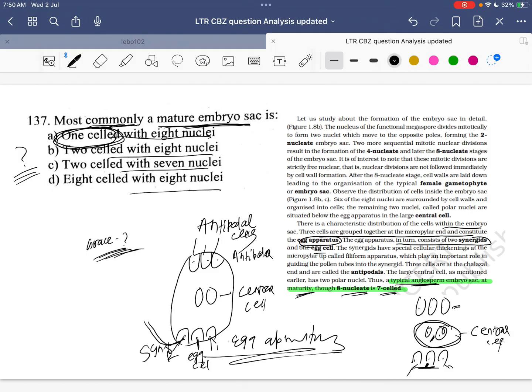The synergids have special cellular thickenings at the micropylar tip called the filiform apparatus. They play an important role in guiding the pollen tube into the synergid. These cells at the chalazal end are called the antipodals.